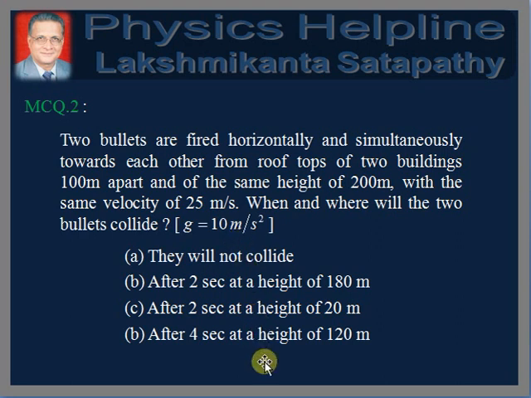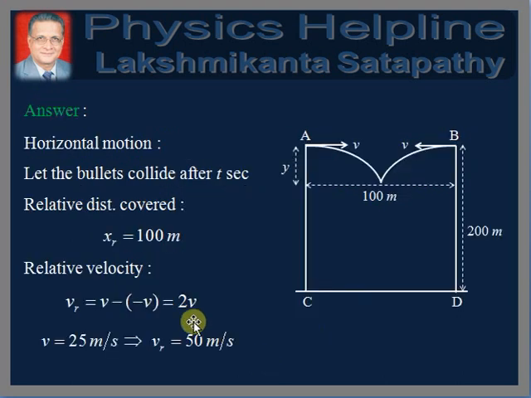The options are given in the question. We are required to find the correct option. Now for the answer. The situation is shown in the figure. Bullet A is fired towards right with velocity v, and bullet B is fired towards left with the same velocity v, but in the opposite direction. Now the distance between the two towers is given as 100 meters, which is shown here. The height of each building is equal to 200 meters.